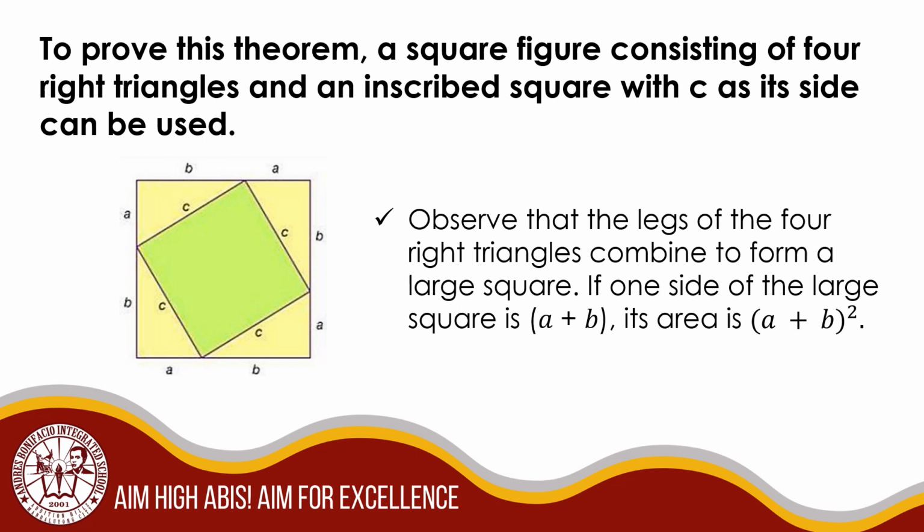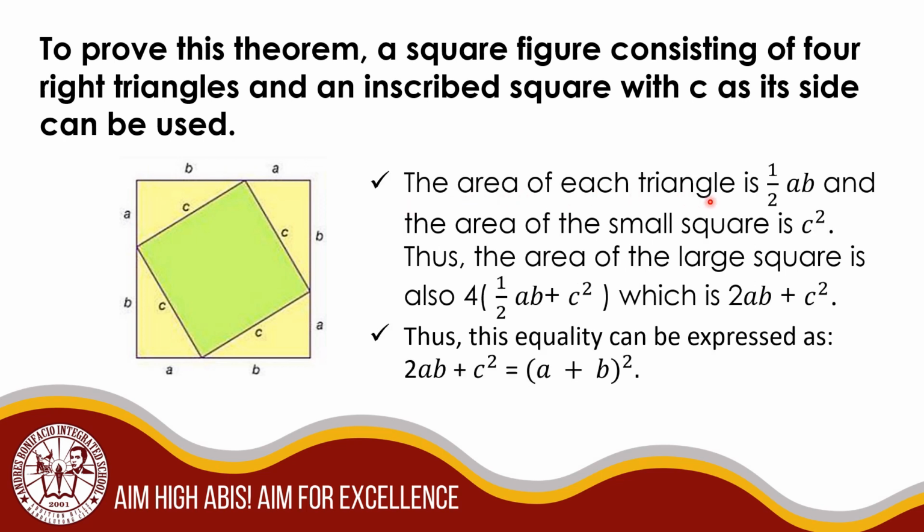In order to prove this theorem, a square figure consisting of four right triangles and an inscribed square with C as each side can be used. Observe that the legs of the four right triangles combine to form a large square. So if one side of the large square is A plus B, now we can have its area as A plus B squared.